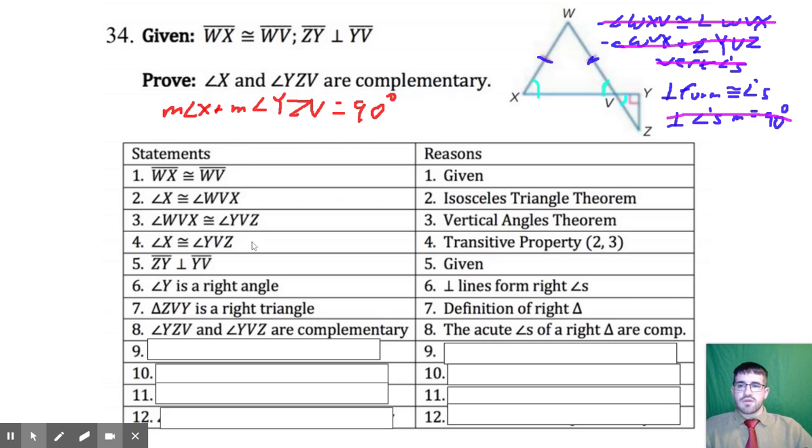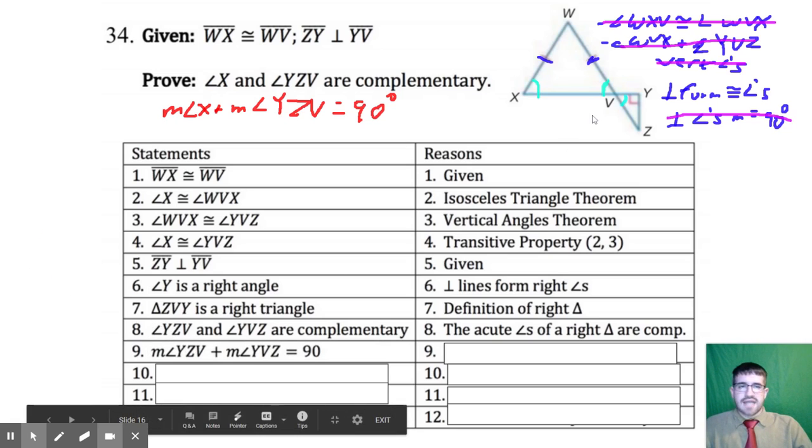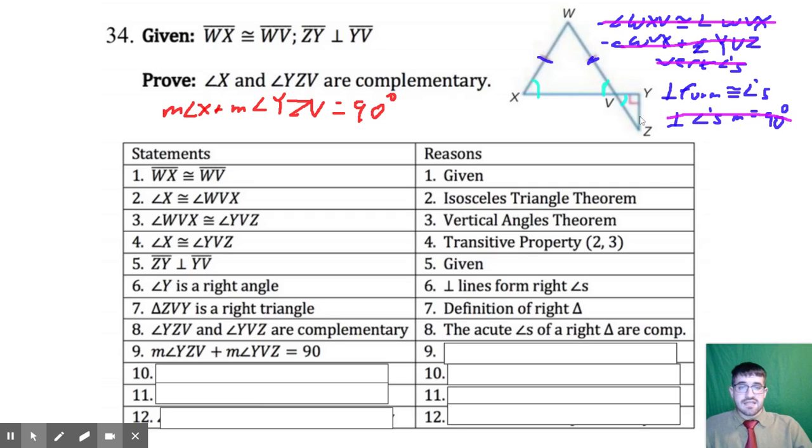Because similar to what we did in statement 4 with the transitive property, if they're complementary, it means that their sum is 90 degrees. And that's getting really close to the format that we're trying to prove here. So we have the measure of angle YZV and the measure of angle YVZ is 90 degrees. And that's by the definition of complementary angles. But look what we've finally done. We have YVZ and YZV are 90 degrees.